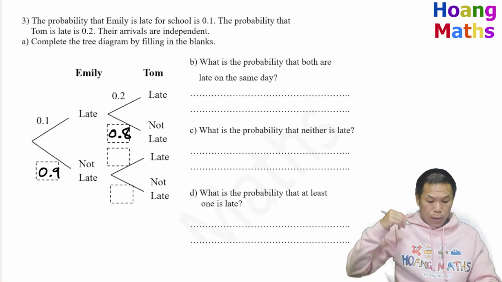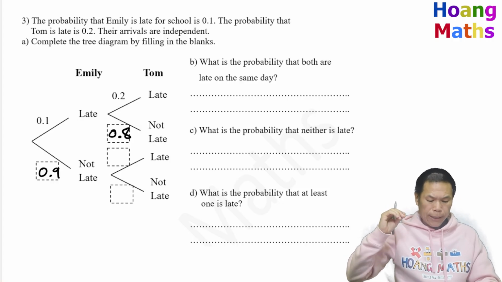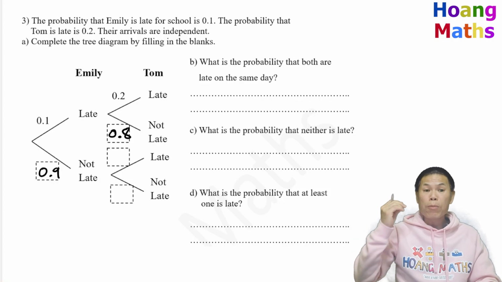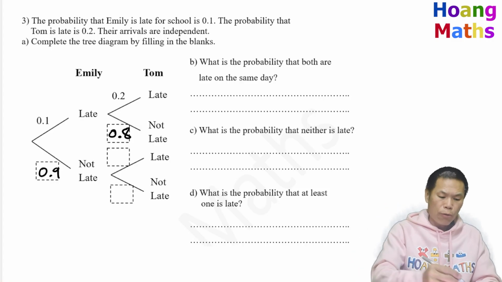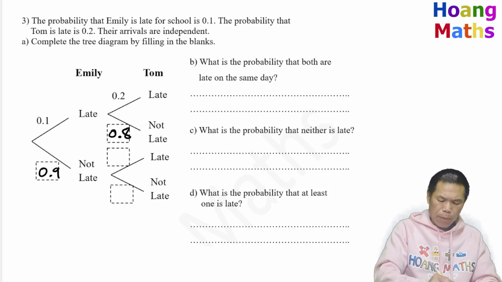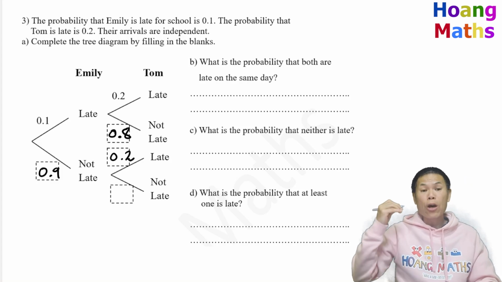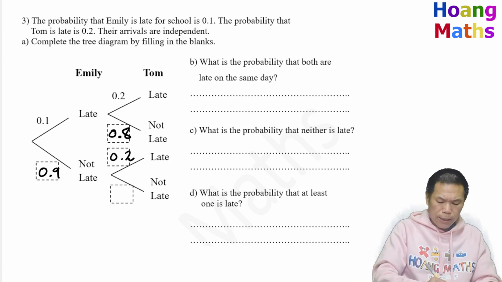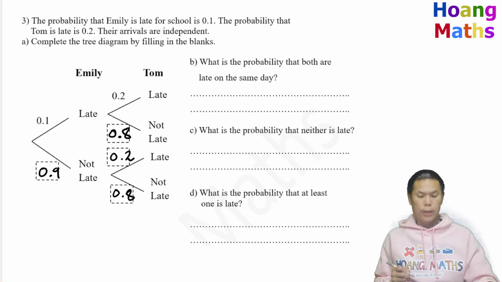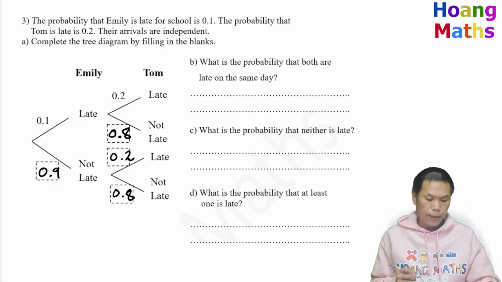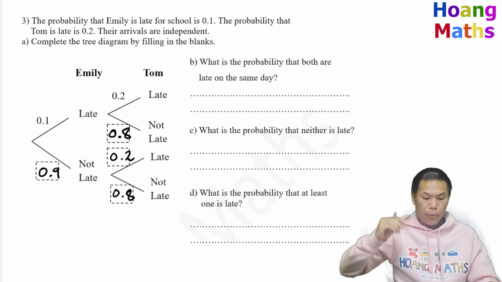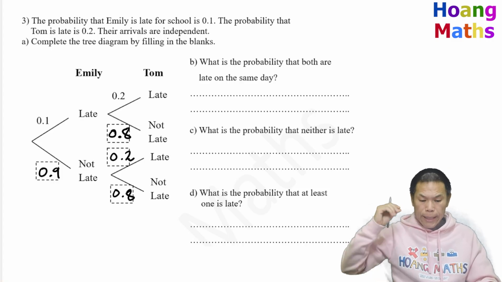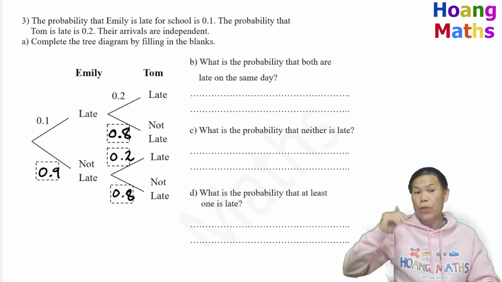And if Emily is not late, the probability Tom is late is still 0.2. Okay, they are independent. So 0.2 here. And not late will be 1 minus 0.2, which is 0.8. So there you go. That's it. Now, part B. What is the probability that both are late on the same day?